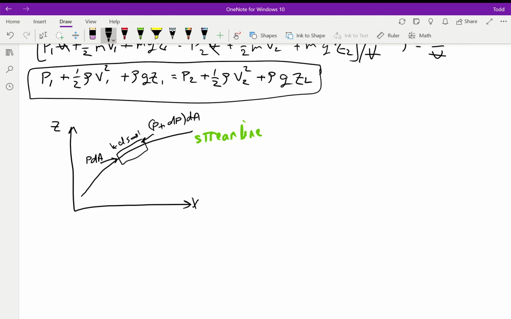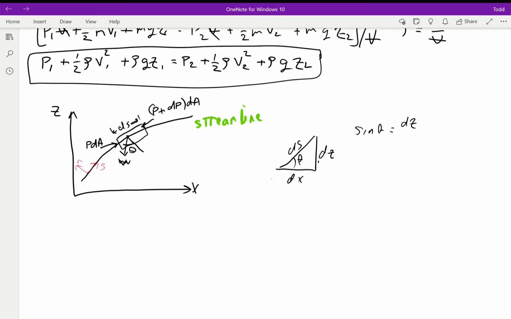Then for the normal, we'll draw that. That will give us an angle. So off to the side, I am going to create a triangle using trig for the weight. So we have delta z over delta s.